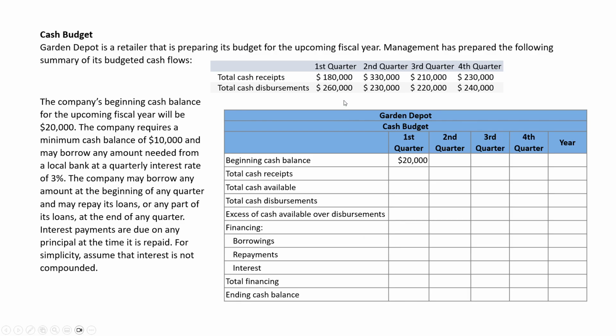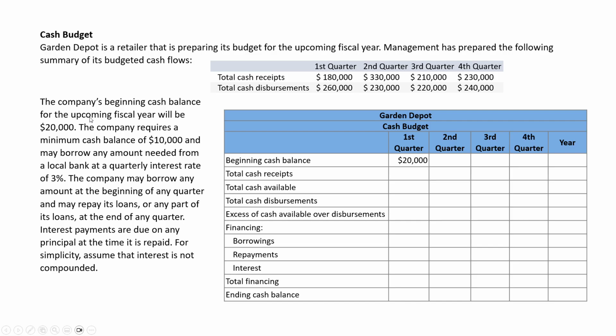Here's some good news. They've already pulled together the predicted cash receipts from our sales, broken down by quarter. They've also already prepared total expected disbursements from our material, labor, overhead, and selling administrative. They've already accumulated and done some heavy lifting for us. So I'm going to start out with our first quarter and look at what we know is going to be our beginning cash balance for the first quarter.